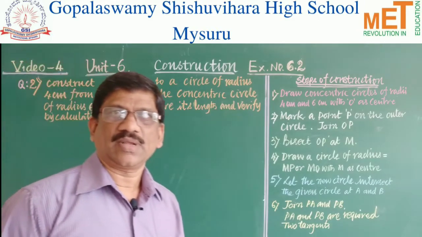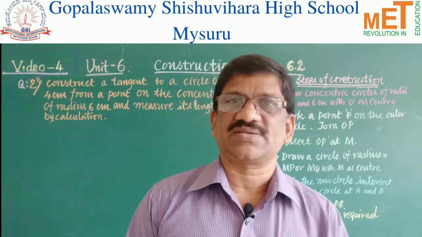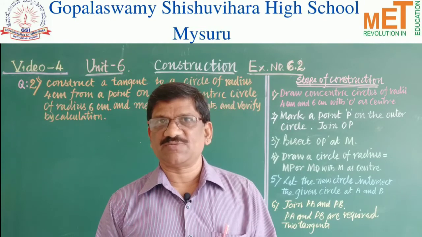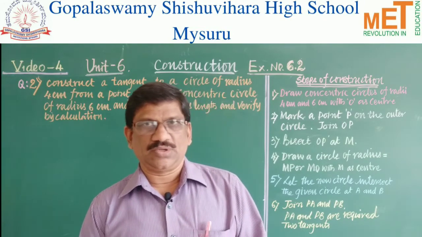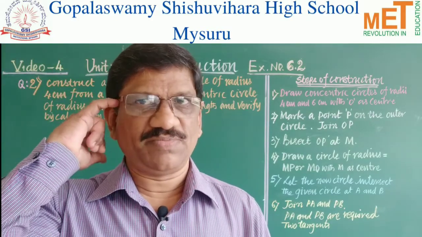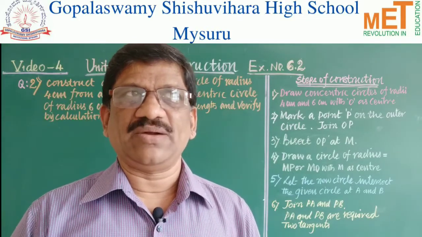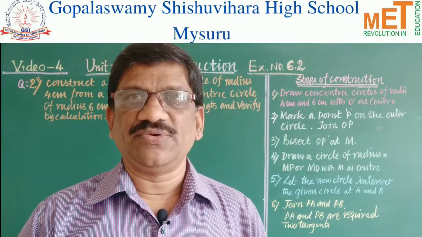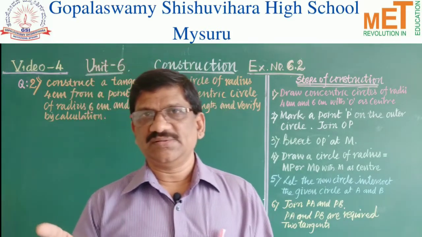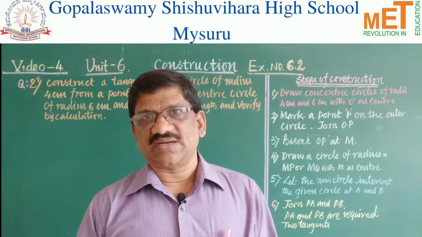Okay children, we shall move on to the next sum. We shall learn how to construct the next sum, that is the second sum in exercise number 6.2. So what does it state? Do you remember how we constructed in the previous one? The same thing, but only to confuse you, instead of a point from the center of one circle, they are given concentric circles.